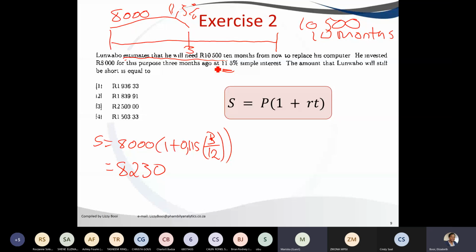So the question says that he estimates that he will need 10,500 10 months from now to replace his computer. So that's 10 months. He invested 8,000 for this purpose 3 months ago. So you add the 3 to the 10 and then you get to 13 months. So T is 13, plus 10 months. So your T here will be 13.